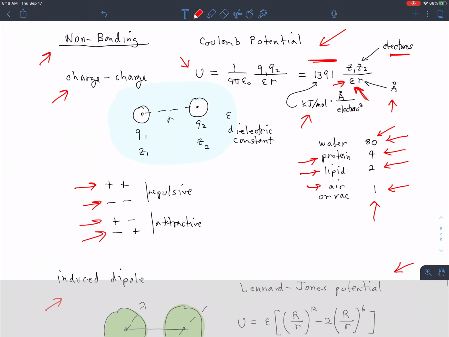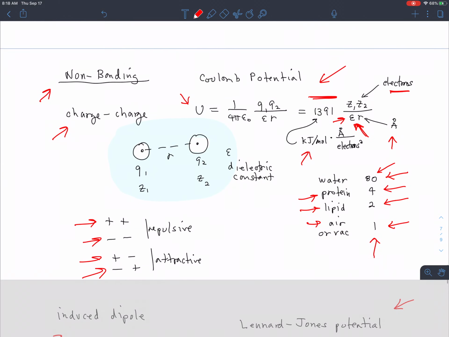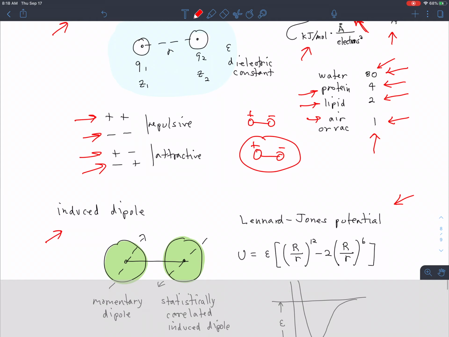But notice that it also means that if you take 2 charges out of water and put those same charges inside of a protein, the interaction gets much stronger because the dielectric constant has gone way down. It's gone down by a factor of 20. Here, this interaction is 20 times stronger than this interaction would be in water.